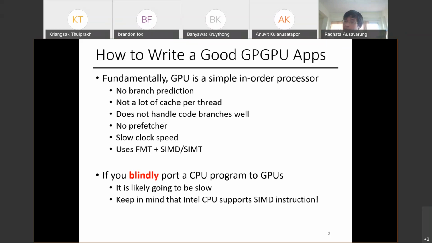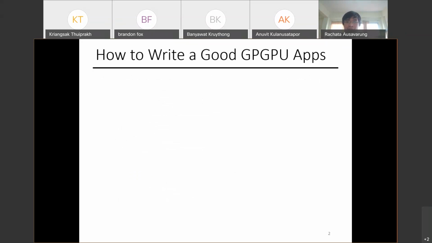Keep in mind that you can do this on a CPU as well. So if you want to utilize SIMD and you know that your code is not parallelizable to the point that you have thousands and thousands of threads, maybe it's a good idea to use a CPU, right?